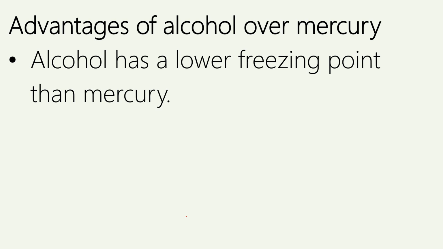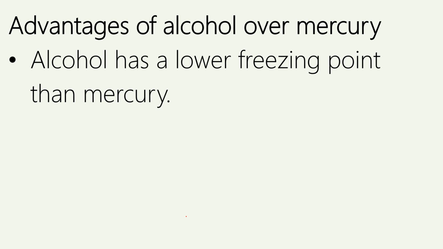Mercury had a higher boiling point than alcohol, but now alcohol has a lower freezing point than mercury. It's around -115 degrees Celsius. That's the freezing point of alcohol, and yet the freezing point of mercury is around -37. Can you imagine? -37 degrees Celsius. That is the freezing point of mercury.